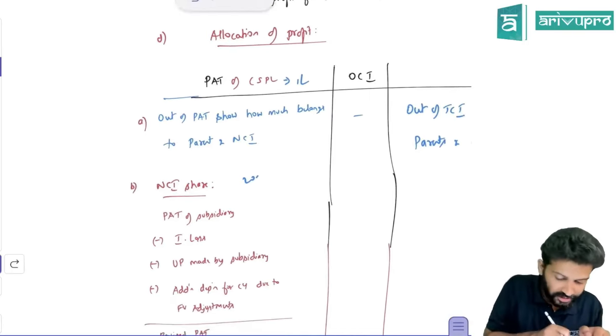Okay. Maybe these 2 points I'll quickly discuss and then we'll go for a question. Parent purchases or sells additional shares. So parent already had 70% shares.